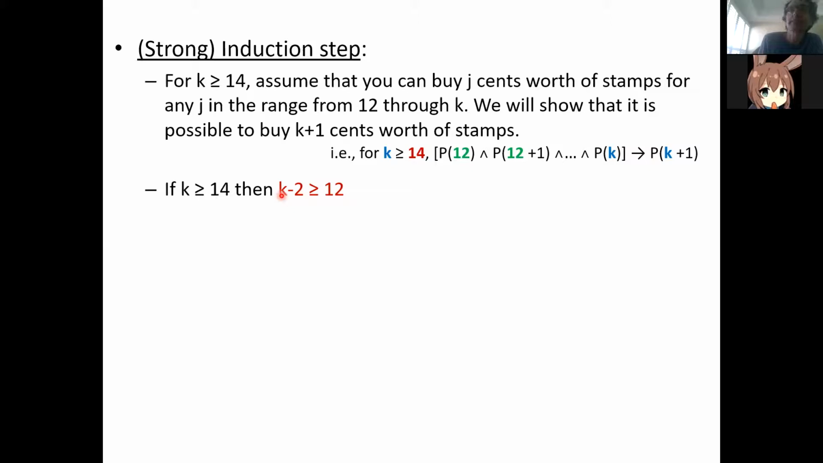But for this, it is crucial that 3 removed from my goal is within this range. So that k minus 2 is at least 12. And that works only if k is at least 14. Otherwise, k minus 2 would be outside of this bound. It would be somewhere here, to the left of 12. So that's an explanation why we need to start at 14.